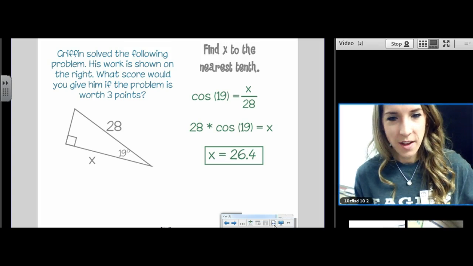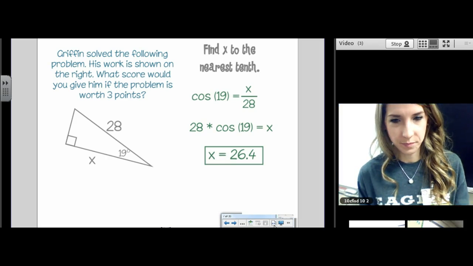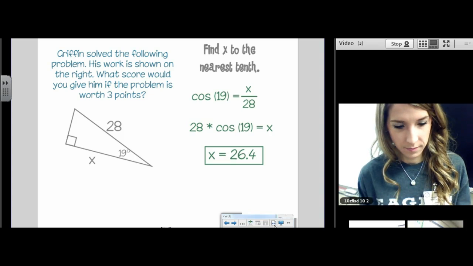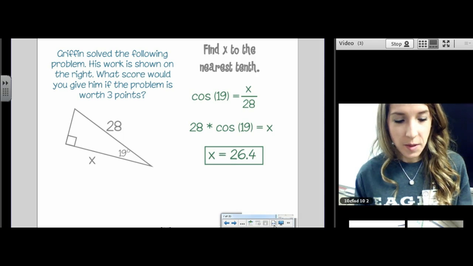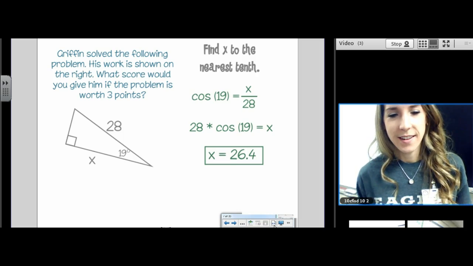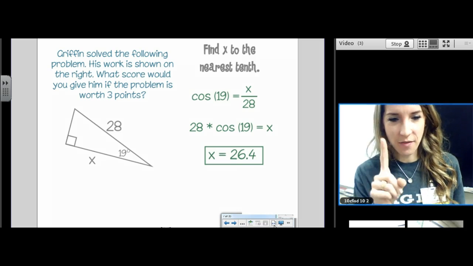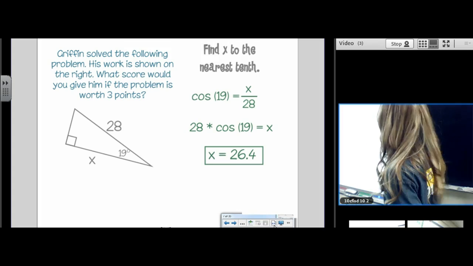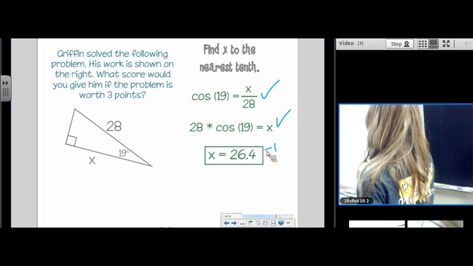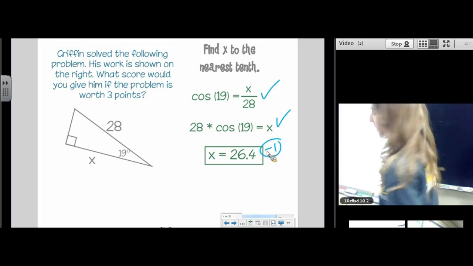Only 1 point? What did Griffin do wrong? So the only thing Griffin did was rounded wrong. So out of 3 points, you should at least give him 2, right? Just take off 1 for rounding. He did everything right. Check, check. The answer was even right. It was just rounded wrong. It should have been 26.5.